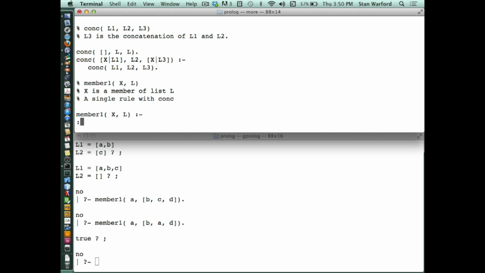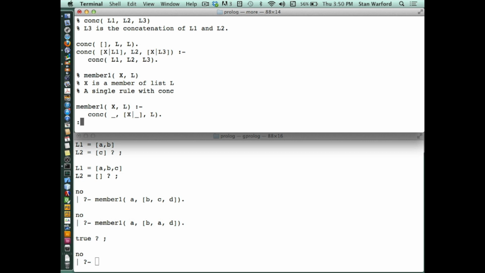Now think about this. This is really good stuff. If you conc the, well, you said empty list though, right? If you conc anything with the list that has X as its car, with any list that has X as its car, you get what? L. That's when it will be in L. Do you see what I mean? Is everybody clear on this?